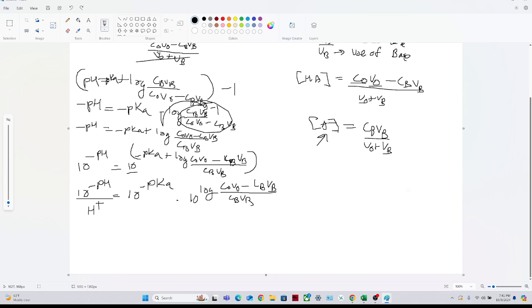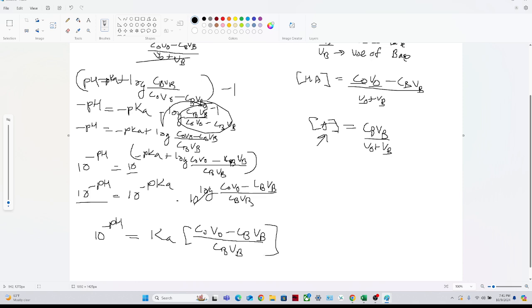P is a negative log function. And so what I effectively get by retaining this first and foremost is 10 to the negative pH is equal to Ka times, and then these guys cancel out. So I get C naught, V naught, Cb, Vb over Cb, Vb.